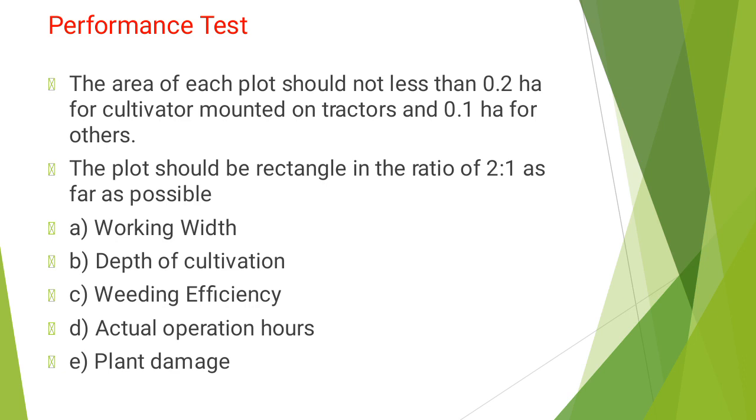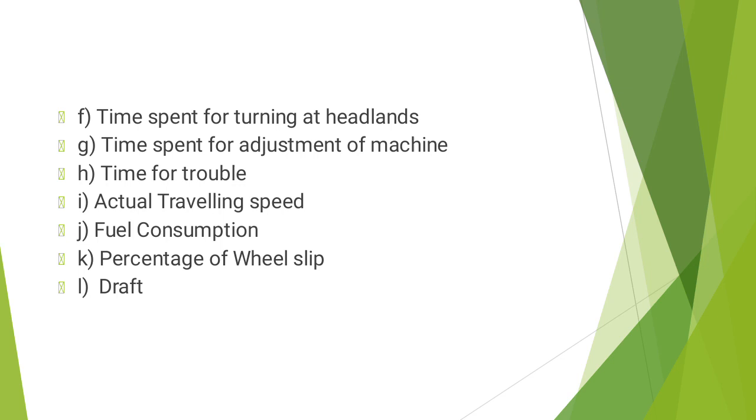And you know that the area of each plot should not be less than 0.2 hectare for cultivators mounted on tractors and 0.1 hectare for the others. And you remember that the plot should be rectangular with sides in the ratio of 2:1. And the items to be measured and observed are working width, depth of cultivation, weeding efficiency, actual operation hours, plant damage, time spent for turning at headlands, time spent for adjustment of the machine, time for trouble, actual traveling speed, fuel consumption, percentage of wheel slip and draft.